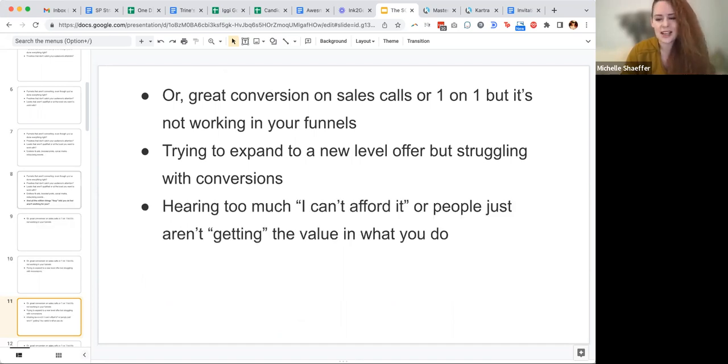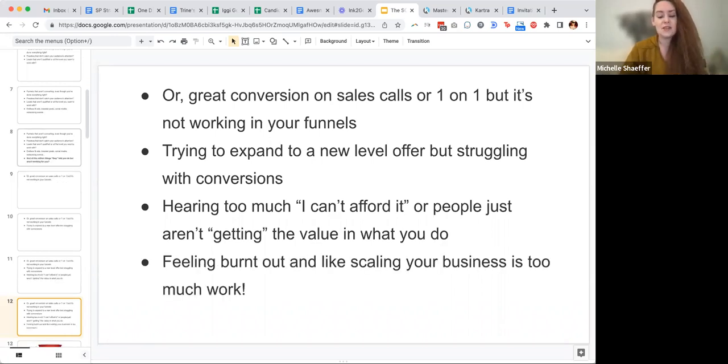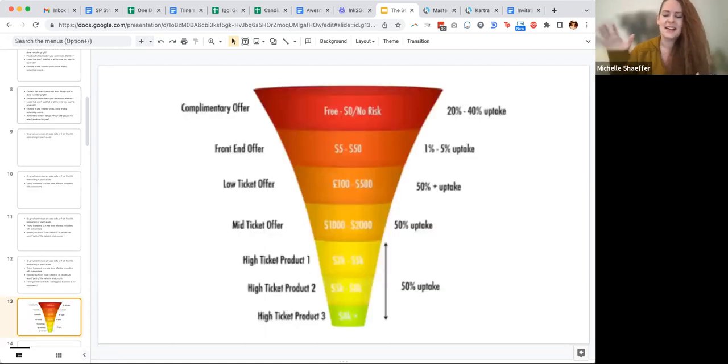If you're hearing too much, "I can't afford it," or people just aren't getting the value in what you offer, this is the conversation that you need to have with them to change that. And if you're feeling burnt out and like scaling your business is just too much work, this will help. So if any of those apply, you are in the right place and this will be useful for you.